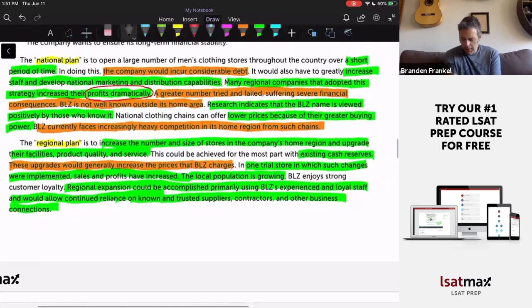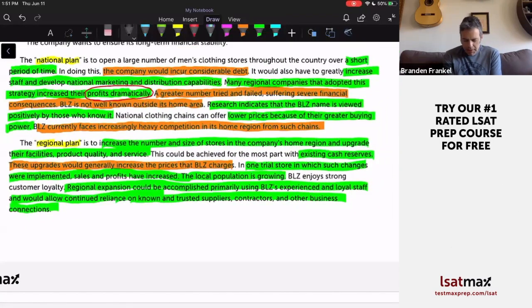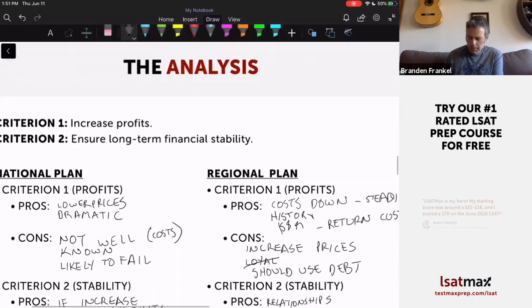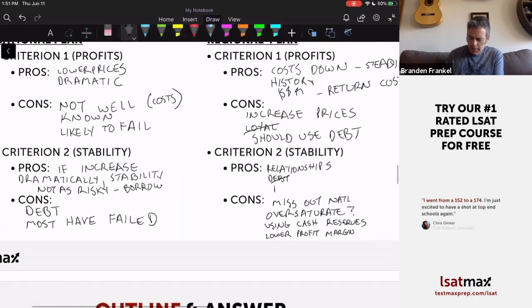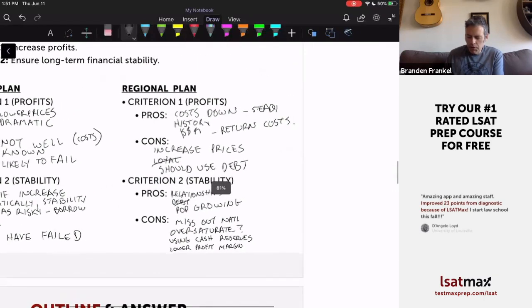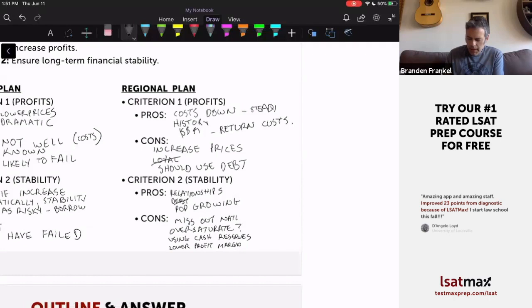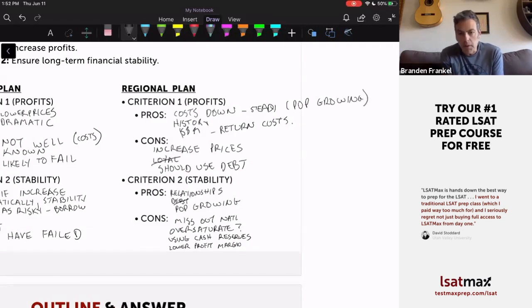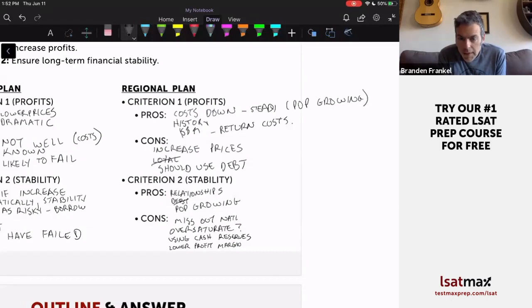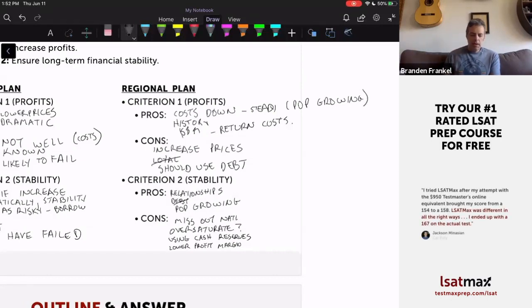Let's just take a look back here. I see a couple of things that are good here. The local population is growing. We have strong customer loyalty. So the population is growing. I think that's good, not just for this. And sometimes you can use the same fact for two of the arguments. But I think the fact that the population is growing is good for profits too. Even if we don't go anywhere, our customer base is getting bigger. All right. So I see a lot here.